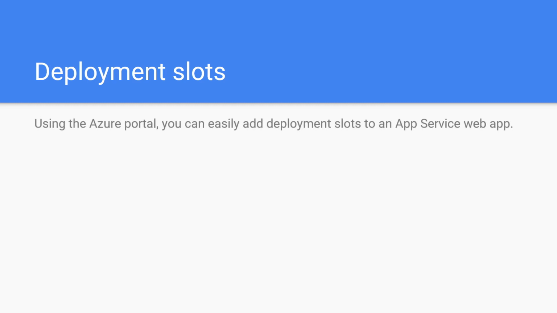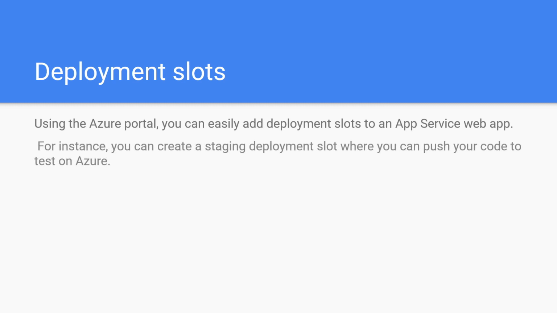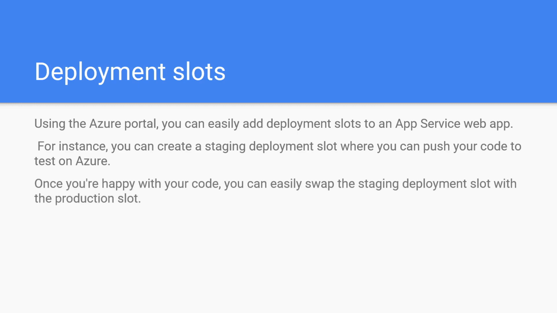Now, one very important feature of App Service is deployment slots. Don't worry, we will talk about it in detail. However, keep that in your mind for now as a theory part. Using the Azure portal, you can easily add deployment slots to an App Service web app. For instance, you can create a staging deployment slot where you can push your code to test on Azure. Once you are happy with your code, you can easily swap the staging deployment slot with the production slot. You will do all this with a few simple mouse clicks in the Azure portal. Of course, you can do this again in Azure CLI, scripts, any other tools, templates, etc.